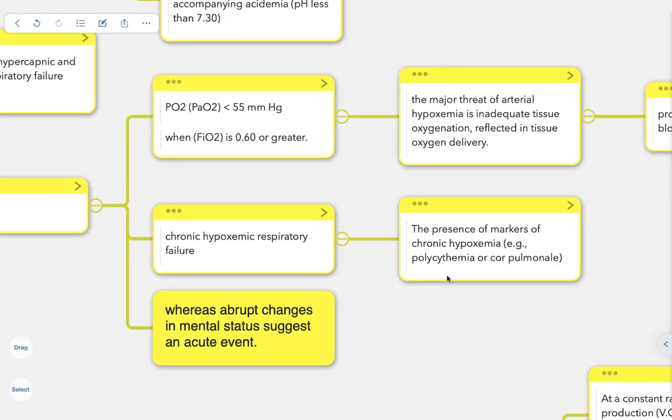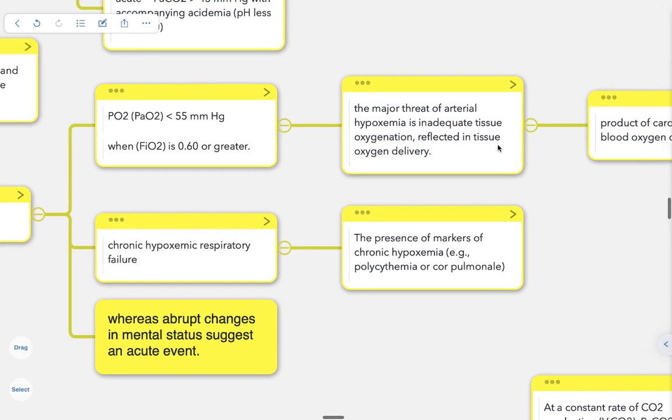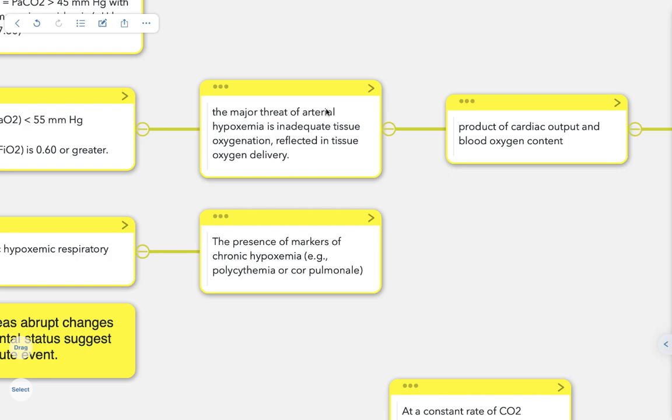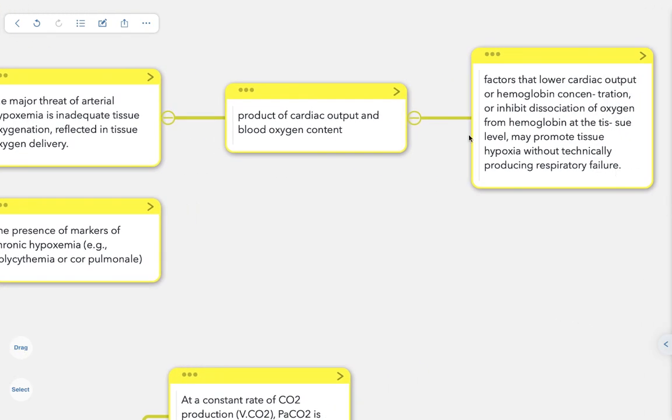Now, the major threat, as we all know, in a case of hypoxemia is not just the decreased oxygen content of the blood, but the inadequate tissue oxygenation, right? And this is reflected in tissue oxygen delivery. What is tissue oxygen delivery? This is nothing but the product of cardiac output and the blood oxygen content.